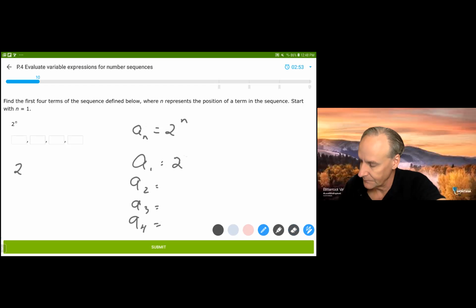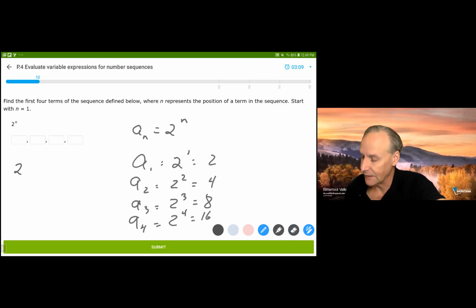2 to the first, which is 2. 2 multiplied 1 time is 2. 2 to the second is 4. And 2 to the third, be careful, is 8. We're doubling it every time. And 2 to the fourth is 16.